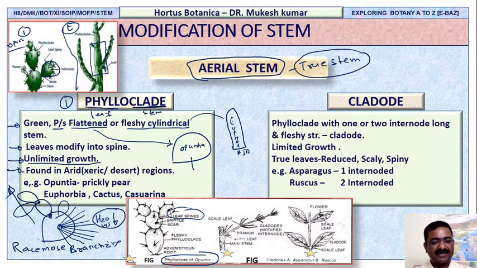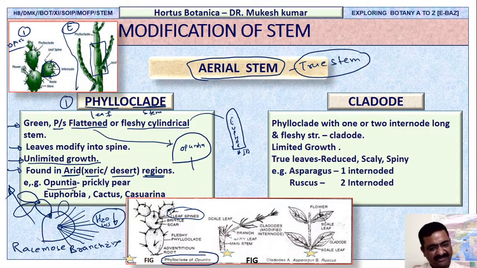Now next point we have, yes, it is found in the arid condition. As I told you, this leaf is modified into a spine. So this is the xeric adaptation, desert adaptation, and plants found in the xeric and the desert condition, it's called arid region. Mind well, arid region.